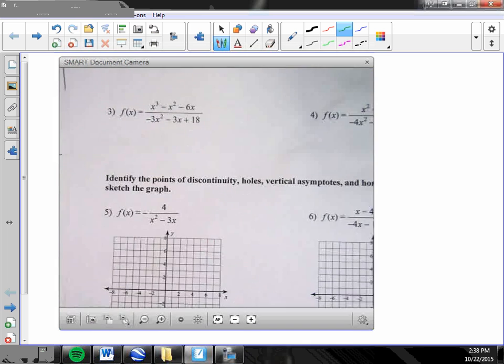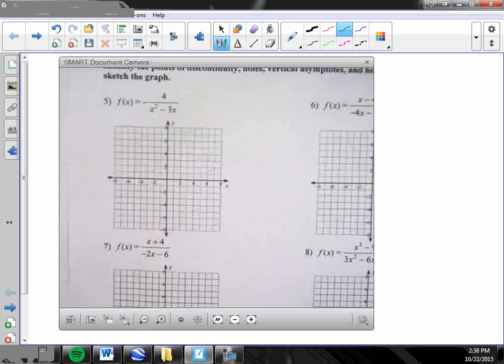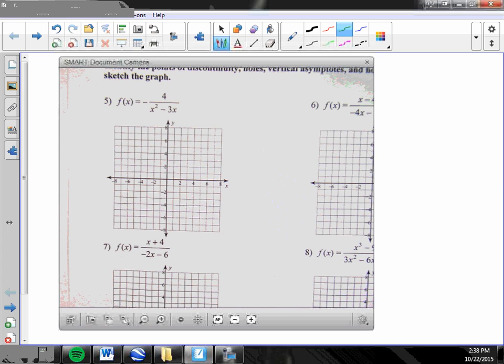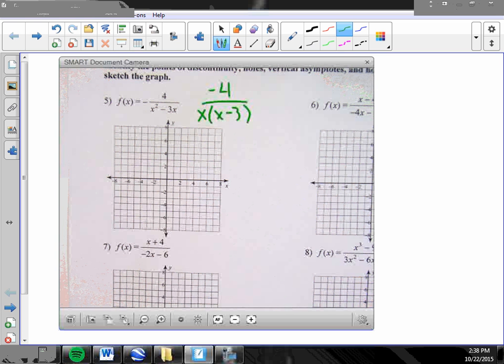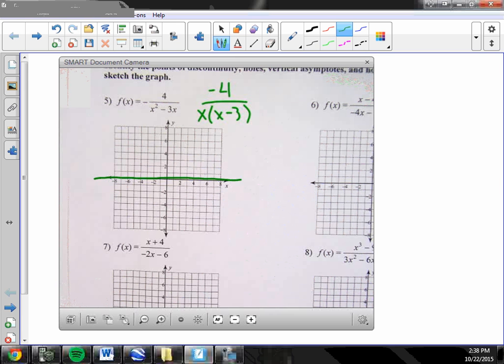Take a look at number 5. So you might as well just factor everything to begin with, because you're going to have to do it at some point anyway. So negative 4 over x times x minus 3. First off, does this have a horizontal asymptote? The bottom degree is bigger than the top, so here is my vertical asymptote.